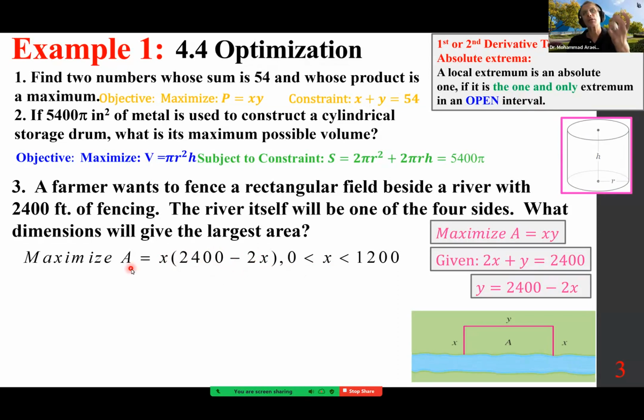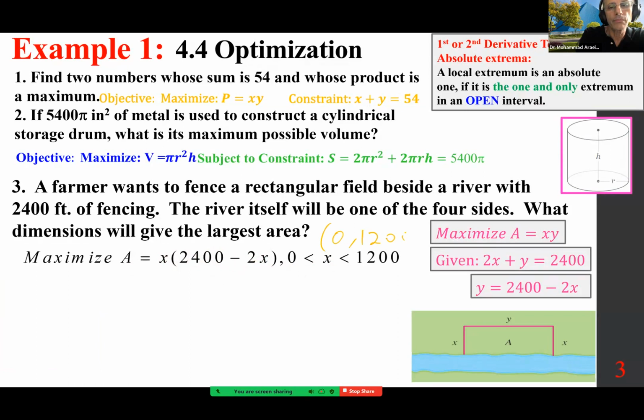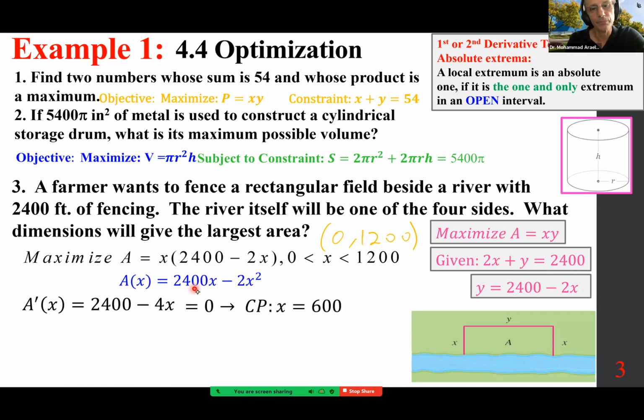That means the area becomes negative, which is impossible. And so the domain that we have is 0 to 1200. It's an open interval. We distribute the x, it's a function of x, and to find the critical points, we find A prime, which is 2400 minus 4x. We set this equal to 0, and the CP becomes 600.